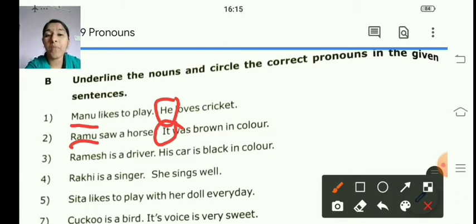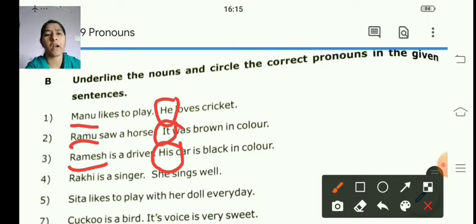So Ramesh is a driver. His car is black in color. So Ramesh is a noun and his, you are going to circle, it is a pronoun. Instead of Ramesh, we are using his here. Since he is a male, we are using his here, right? And shall we move on to the fourth?